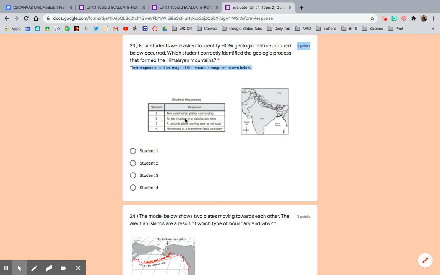Number 2, an earthquake in a subduction zone. So these mountains formed from an earthquake in a subduction zone. Number 3, a tectonic plate moving over a hot spot. So these mountains formed from a tectonic plate moving over a hot spot. Or number 4, the movement at a transform fault boundary. Transform fault boundary. So who is correct? Student 1, student 2, student 3, or student 4? And that is in reference to this, and this.